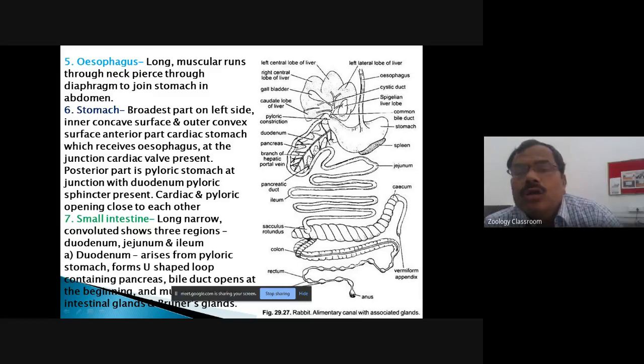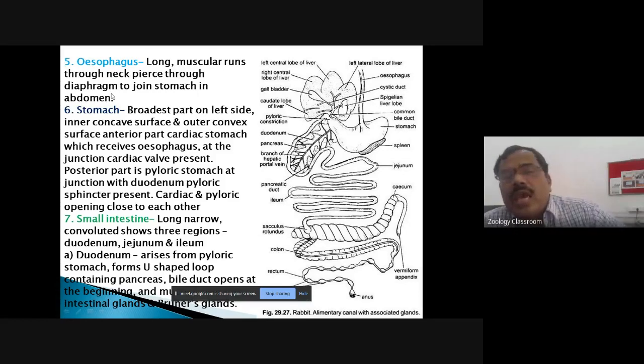So this esophagus is a long, muscular tube, and it runs through the neck. So it passes through the neck, and further it pierces the diaphragm. So here one structure is shown, it is the diaphragm. The diaphragm is present in mammals. What is the diaphragm? It is a muscular fold which divides the thoracic cavity from the abdominal cavity.